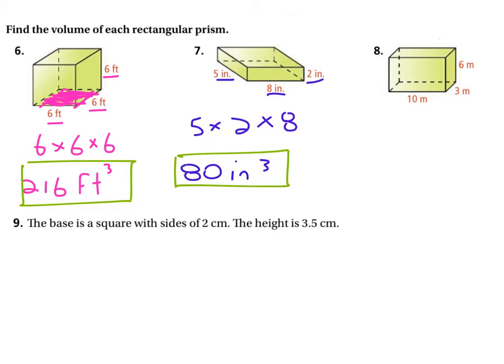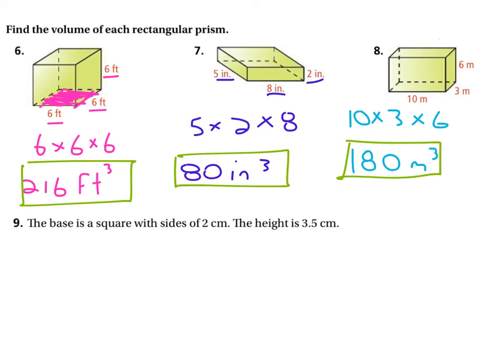And for number 8, it's the same thing. Length times width times height. So we could say 10 times 3 times 6, and 10 times 3 is 30, and 30 times 6 is 180. We get 180, and it's whatever the units are cubed, so it's meters cubed.